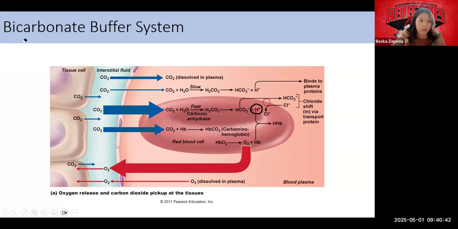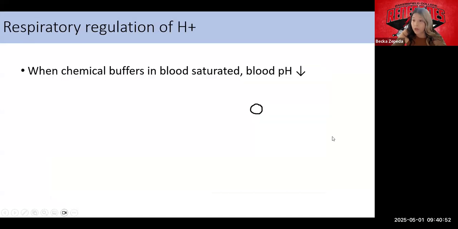One note at the end of this section in your lecture notes: we do have a phosphate buffer system as well, but we're not going to get into that in this class this semester. But know it exists. When chemical buffers in the blood are saturated, blood pH is going to drop. Make sure that you know acidosis is much more common than alkalosis. We produce a lot of hydrogen ions.